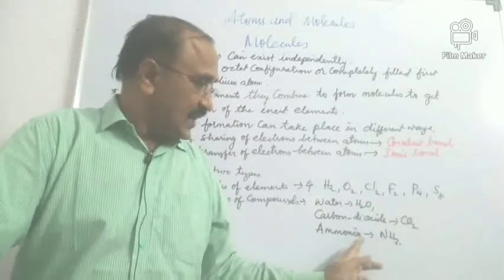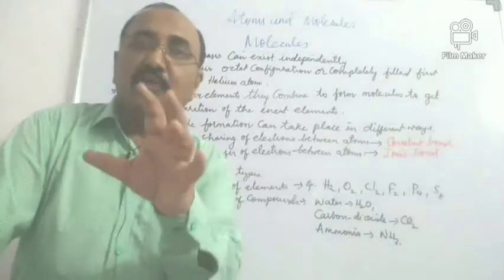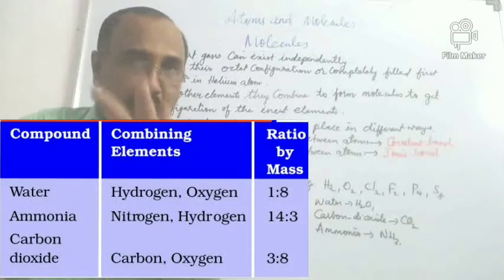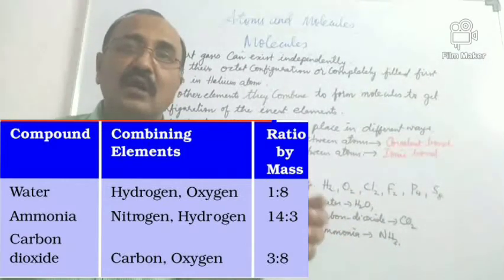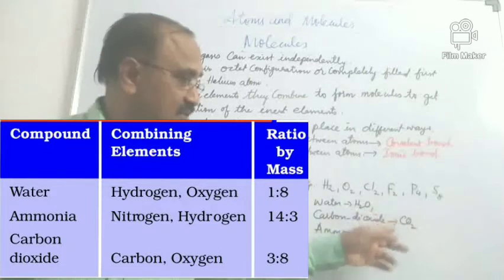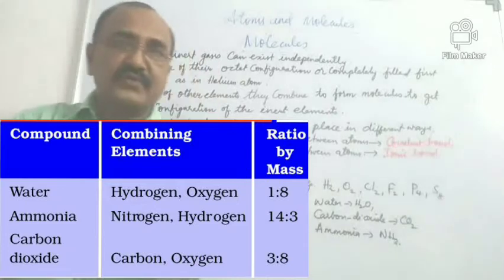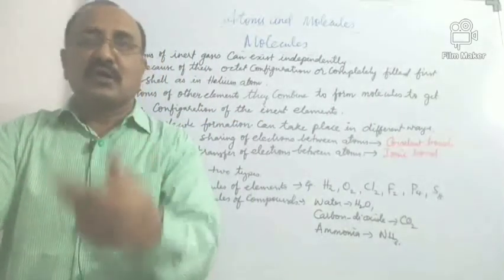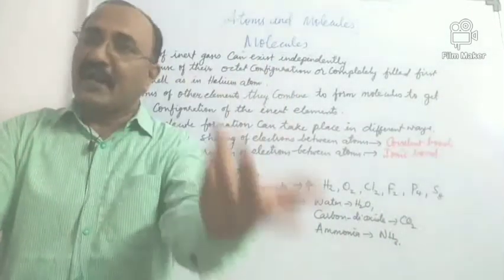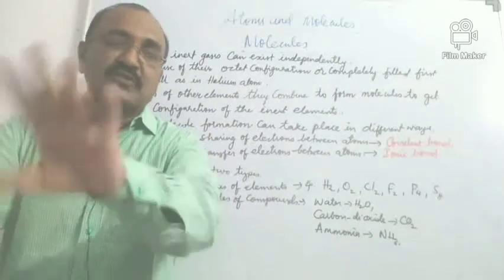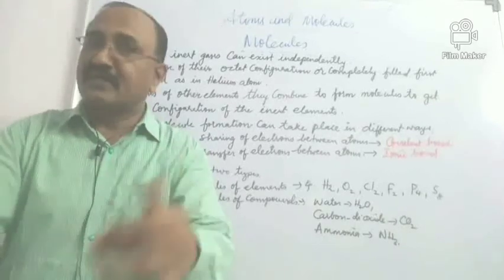And the next one we see is ammonia. The molecule of ammonia, a compound, is formed by the combination of the atoms of 2 different elements, nitrogen and hydrogen. So children, molecules are of 2 types: molecules of elements and molecules of compounds. Let us generalize one thing: molecules are formed by atoms, and atoms combine because they are not stable. When they combine to form molecules, they are actually attaining stability, that is, they are getting the configuration of inert gases.